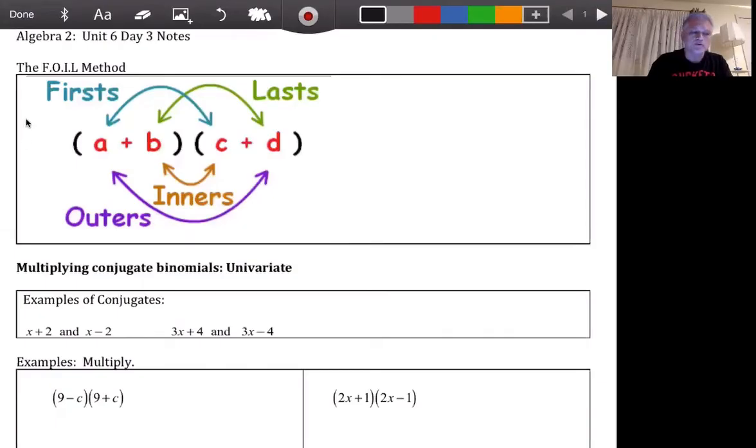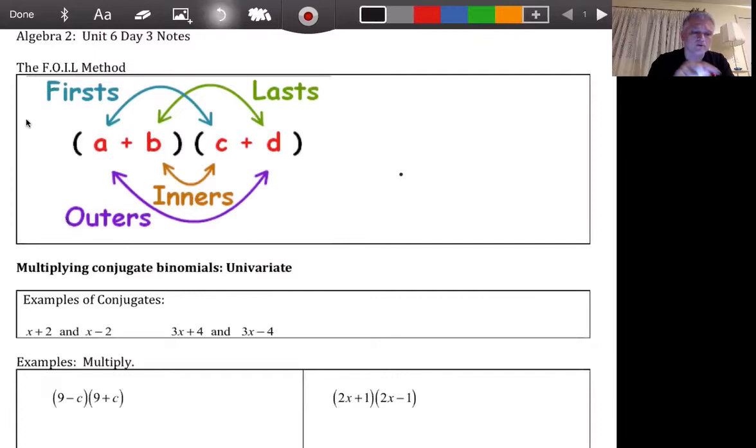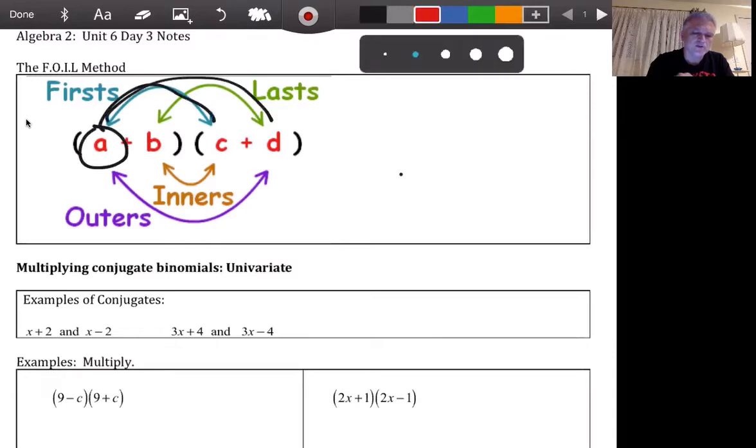Algebra 2, Unit 6, Day 3 notes. Now, in Day 2 notes, we went over foiling. We did a binomial, which is 2 terms, times another binomial, which is 2 terms. And we talked about just taking the first term and distributing it, and taking the second term and distributing it.